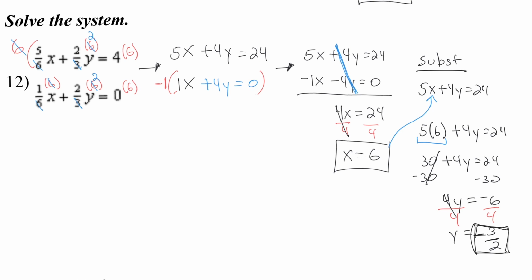So we do have a fraction. Your x or the y can be a fraction, but remember that for the test, I'm going to try to avoid the answers to be a fraction. But this one, we do have 6 comma negative 3 over 2.